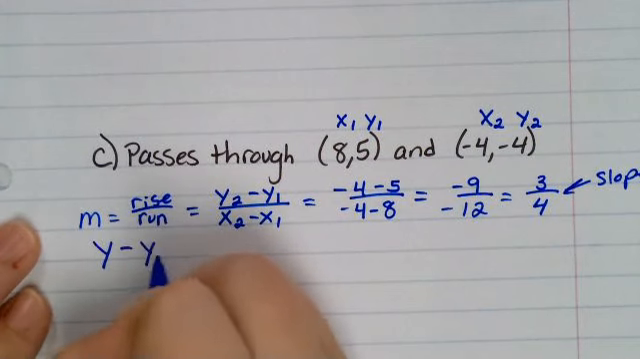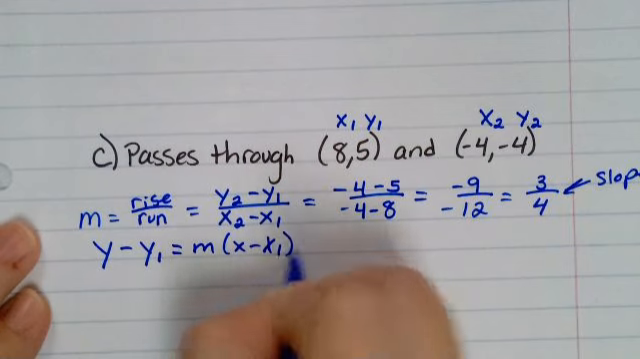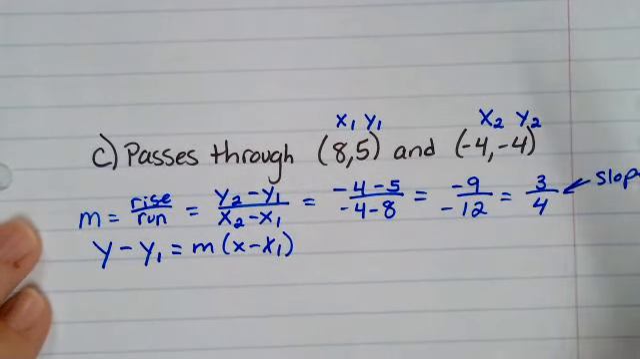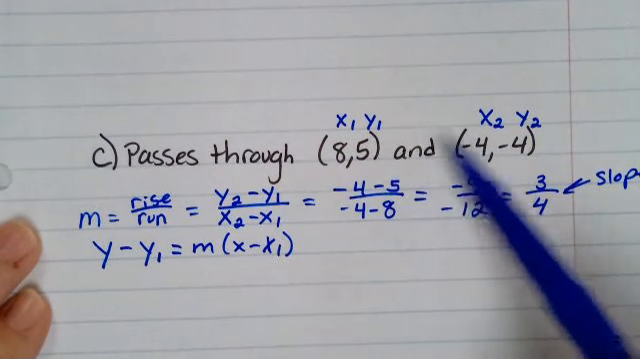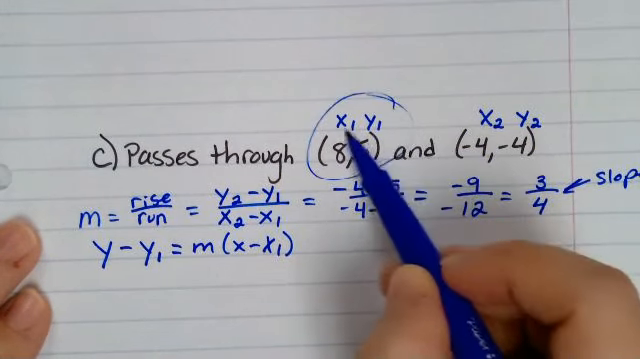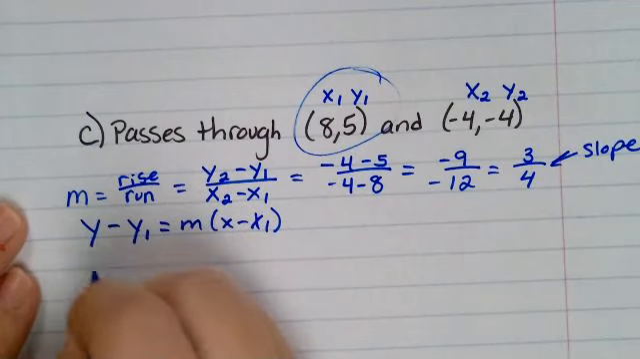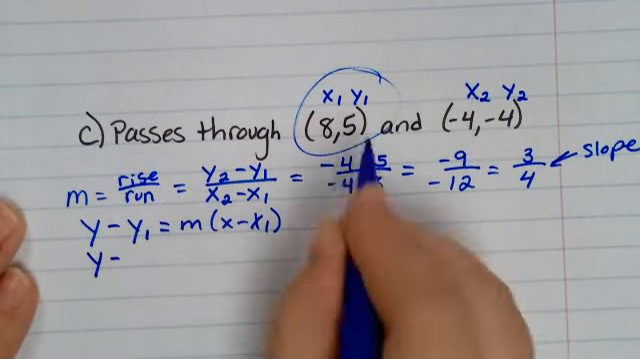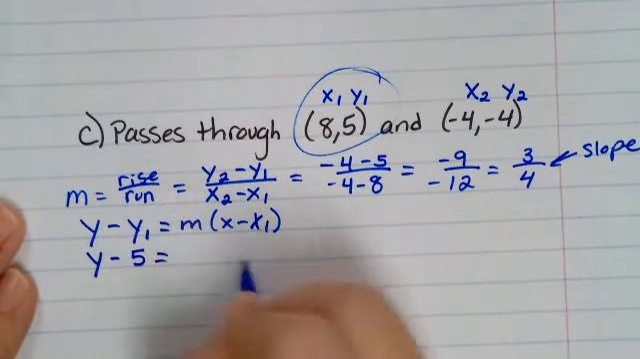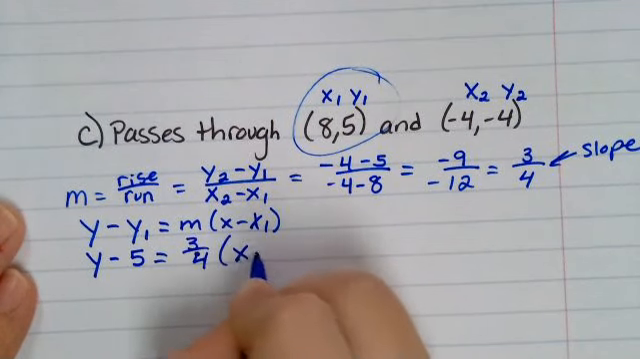So I'm going to rewrite that one more time. Okay, you might be asking, which point do you use and how do you know which point to use? It doesn't matter, just pick a point. I'm going to go with this one because it is already labeled as x1, y1, but you could pick the other point and it would be fine. So we're going to plug in here, my y1 would be a 5. My slope was 3/4 times x minus 8.